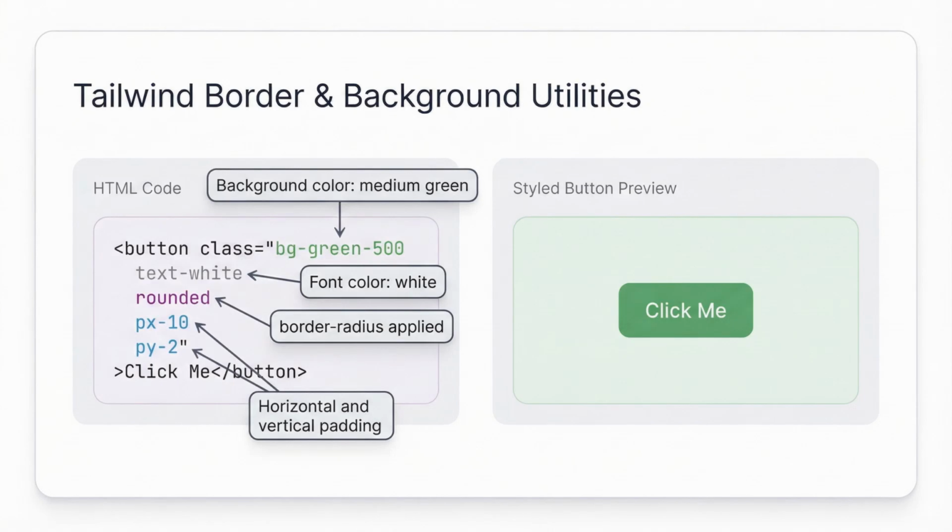And for border radius, which is what makes the corners of a button round, you simply add the class rounded. That applies a standard border radius. If you want more pronounced rounding, you can use rounded-lg for large or rounded-full for a completely pill-shaped element. Tailwind gives you these graduated options so you can fine-tune the look without touching CSS directly.